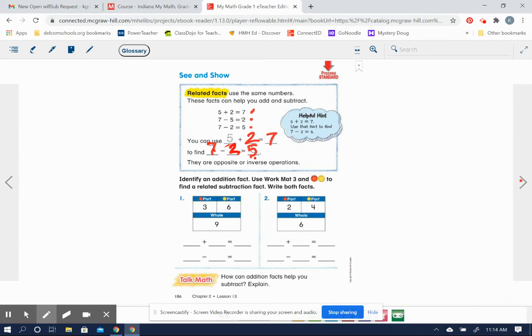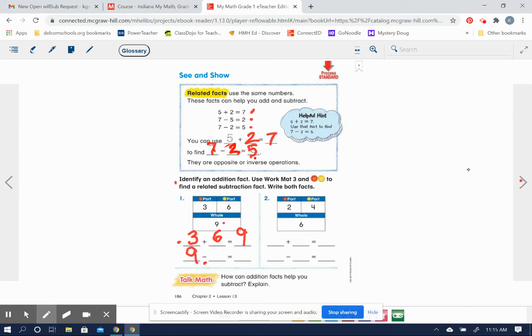Okay, so let's move on down here where it says to identify an addition fact to find the subtraction. So first we're going to make the addition sentence here. We know that part plus part equals the whole. So let's write that. 3 plus 6 equals 9. And so now we want to make a subtraction sentence using these same numbers. Okay, what has to come before the minus? Yeah, the biggest number or the whole number, the 9.